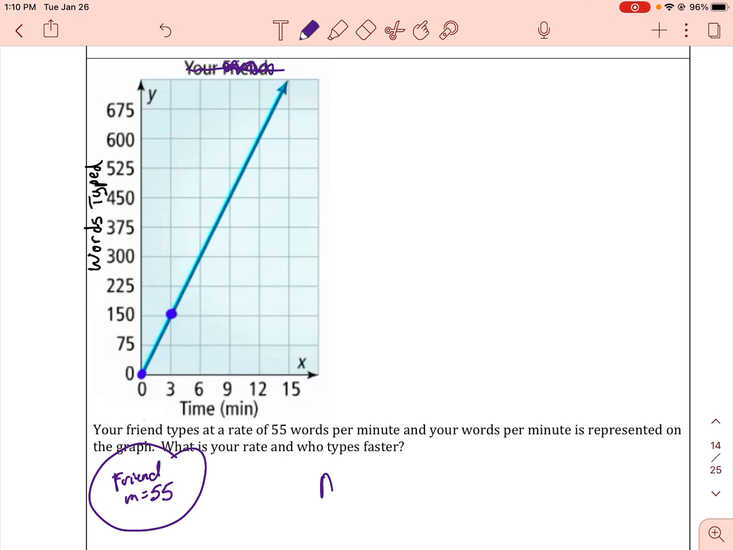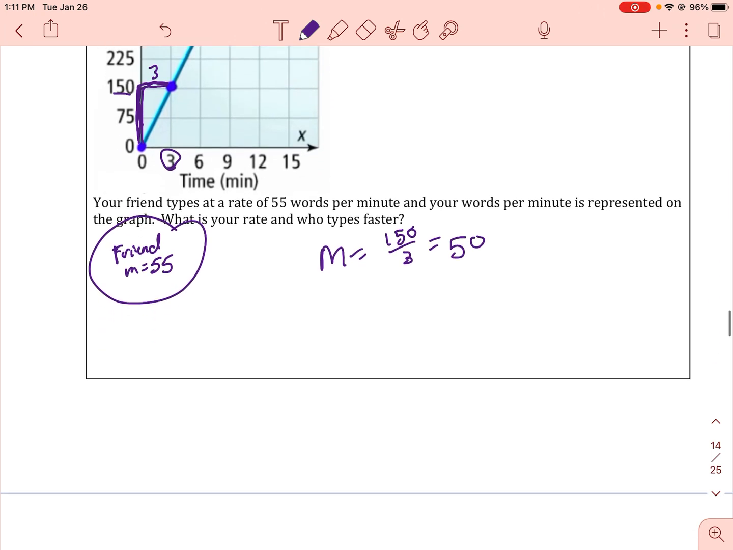What is the rate of the graph? We have to just find the slope. Again, rise over run. Let's make that slope triangle like we learned about earlier in the chapter. We rise 150, we run 3. We have to pay attention to these intervals. So our slope is 150 over 3, and we always reduce. So this equals 50. So your friend, in this case, would type faster.